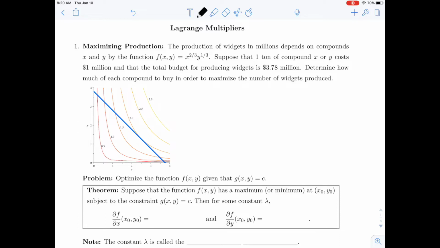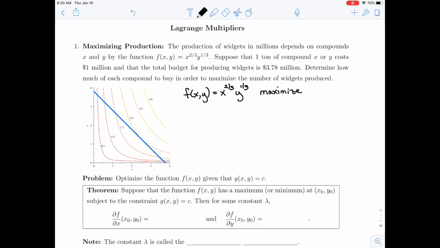The production of widgets in millions depends on compounds x and y by a function f of x, y equals x to the 2/3, y to the 1/3. This is a Cobb-Douglas production function, and this is the function that we want to maximize.